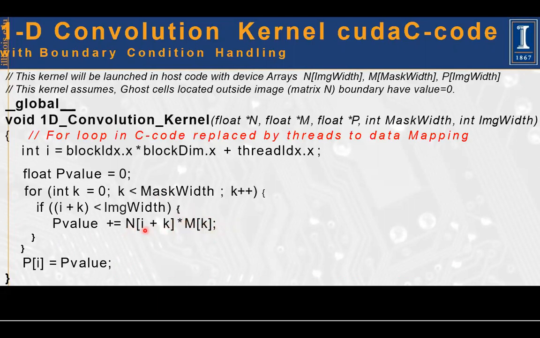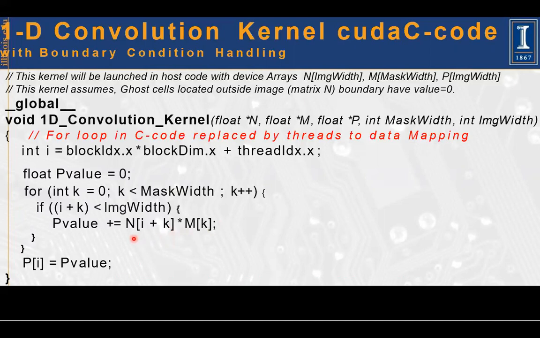This will have two indexes, I plus k and j plus L. Okay. So now if I multiply that, we will get this p value, which will be placed in Pij. Now again, this is two-dimensional, it will be placed in Pij. All right. So you know how to modify this code for a two-dimensional convolution.